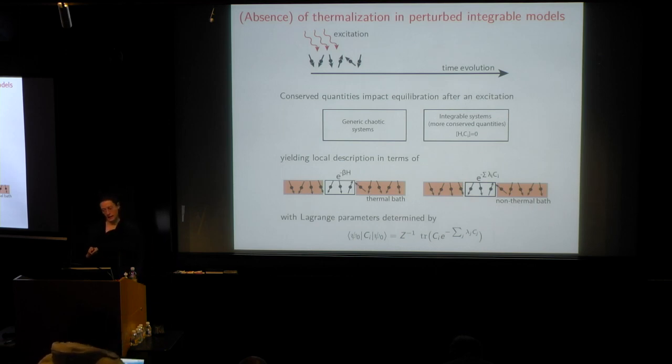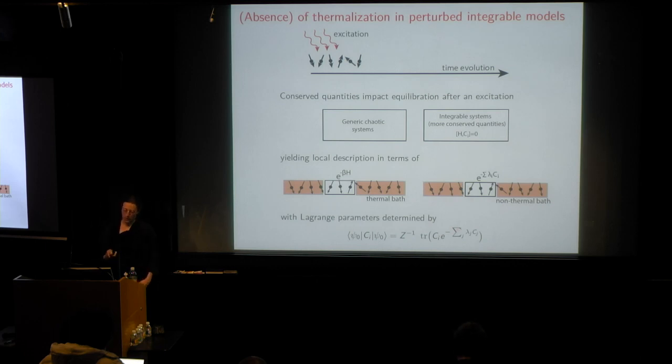In this case, what happens is that locally, such integrable systems equilibrate to a state that is described by a generalized Gibbs ensemble, with additional Lagrange multipliers, which are set by the state after the excitation through the condition that all these conservation laws are the same just after the excitation as in the steady state.